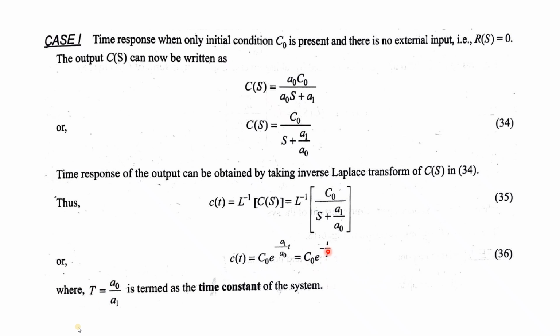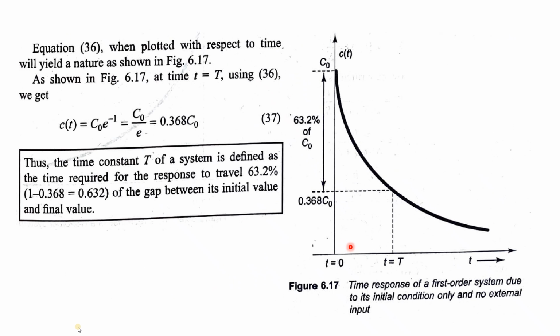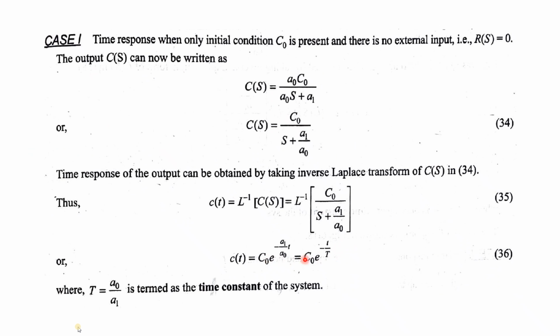And if A0 by A1 is a constant and it is represented by capital T, so it is C0 e to the power minus t by capital T, where capital T is a time constant because it is a constant with respect to time.